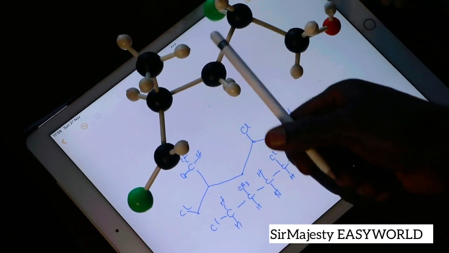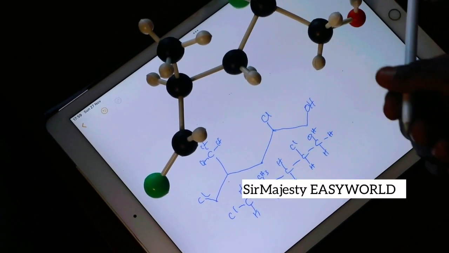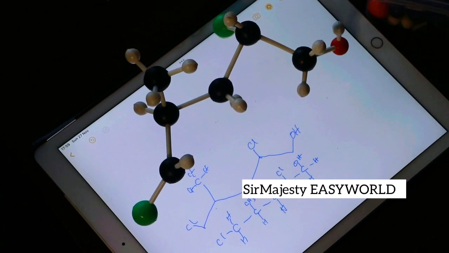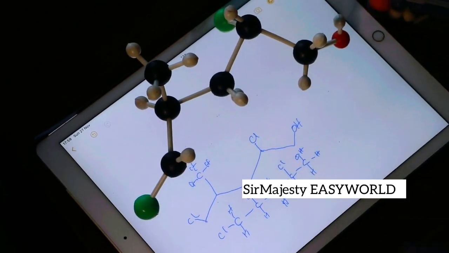Here we have the single bond throughout, which is N, and then we have the OH, which is for alkanol, and then we have the halogens, that's for the haloalkane.